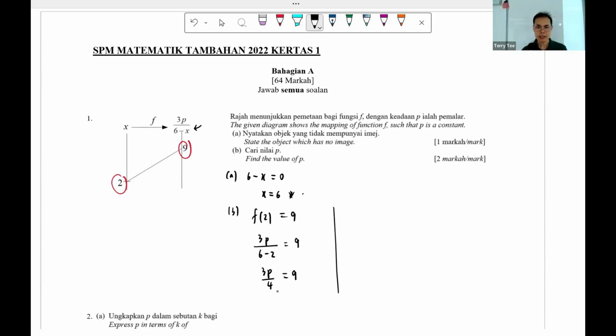I want to find p, right? 4 goes up, 3 goes down. You don't need to use a calculator. 9 divided by 3 is 3. So p is what? p is just 4 times 3, which is 12.